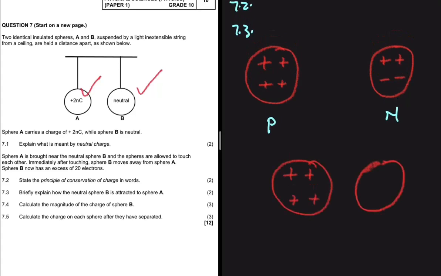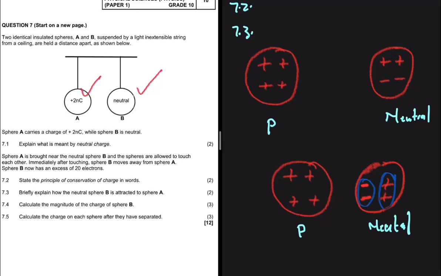Instead of saying N, let's say neutral, because N can also mean negative. So when you bring a positive charge and a neutral charge together, the electrons on the neutral charge will move closer to the positive charge, while the protons will move further away. This is going to happen because positive and positive repel, right? That is why the protons are further away from the positive charge and the electrons are closer to the positive charge. So what is occurring now on our neutral charge is what we call polarization.